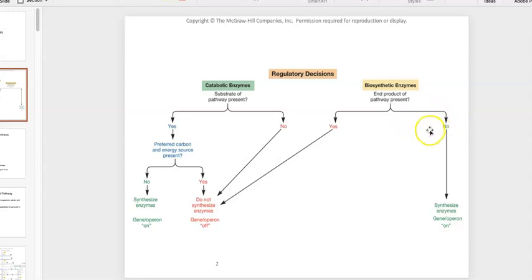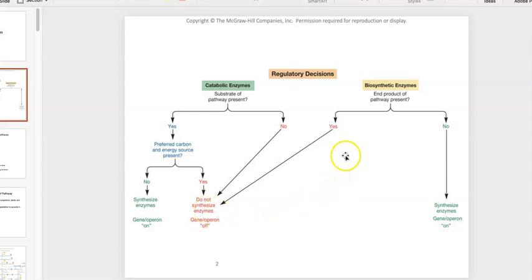And if the end product is not present, then the microbe will synthesize enzymes to produce that end product, and therefore genes and operons will be switched on. However, if the end product is present, and I should point out, not just present, but in sufficient quantities so that it's not in excess, the operons are turned off, and therefore the microbe does not synthesize the enzymes to produce this particular compound.